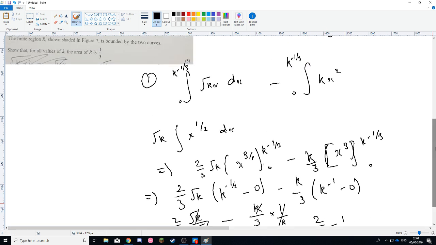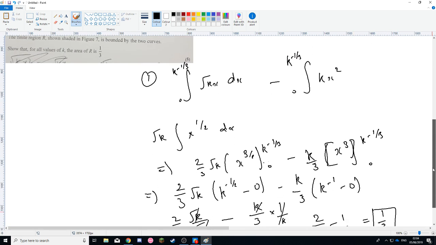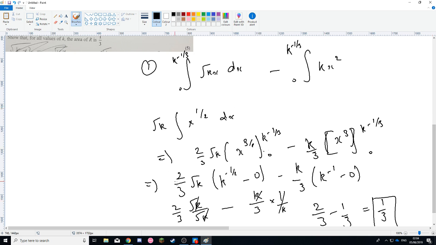I hope that's the right answer. Oh yeah, 2 over 3 minus 1 over 3, that's a third. And it's independent of k. They all just have to cancel out. So yeah. In my exam I wouldn't do it this scruffy. I wouldn't do both integrals at once. I'll do one integral at a time and lay it out a bit better than this. But yeah, that's how you do it.